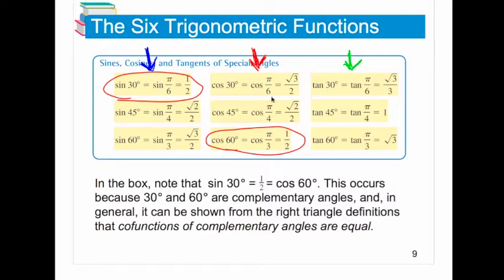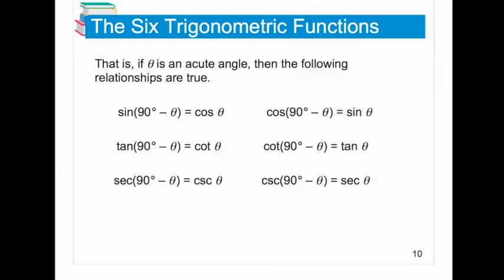Let's try something like cosine of 30. If what I said before is true, then if I look at the sine of 60, it should also be square root of 3 over 2, because the sine value of its complement should have the same value. Sine 60, square root of 3 over 2. Would you look at that?